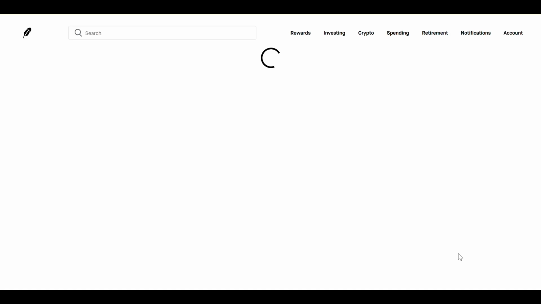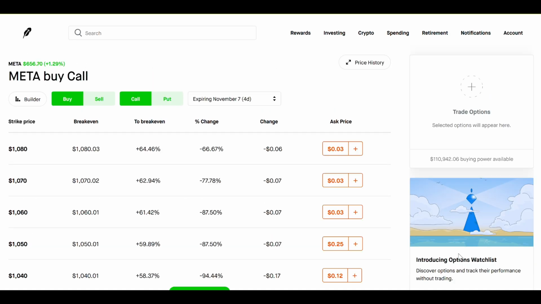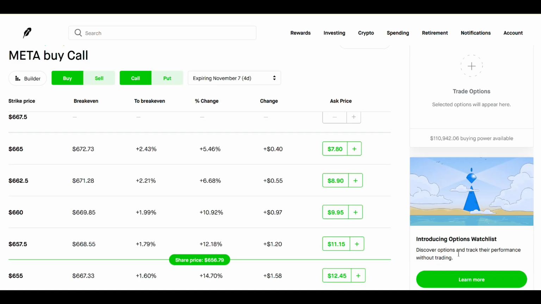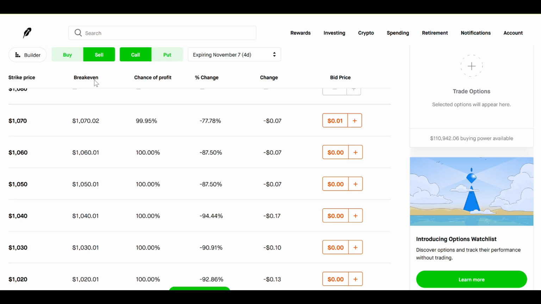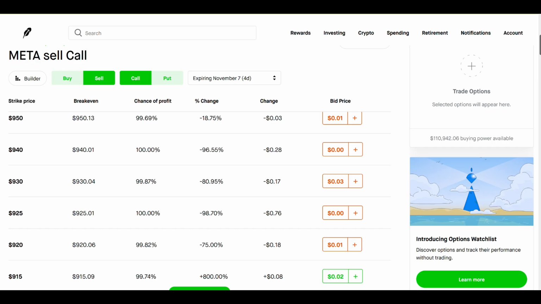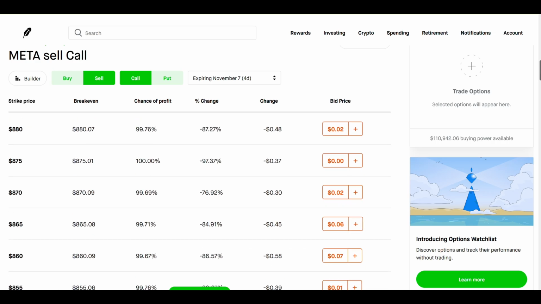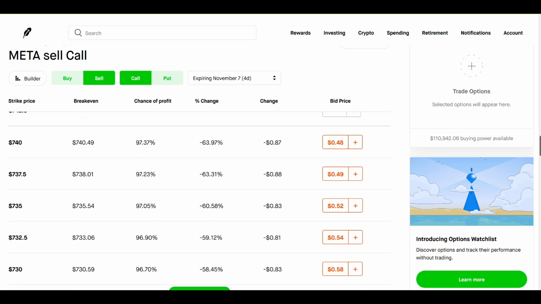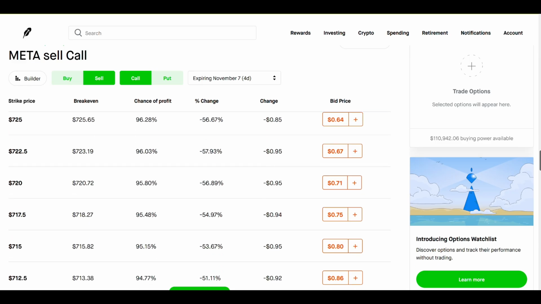So I'm going to click on trading options here. Because I have 100 shares, I'm going to sell a call option. So I'm going to click here, sell a call option. What that means is that if Meta hits the price that I select or goes above, it will be sold at the strike price. The price that I'm going to go for is about 720, because that's approximately the price that I bought the stock for.